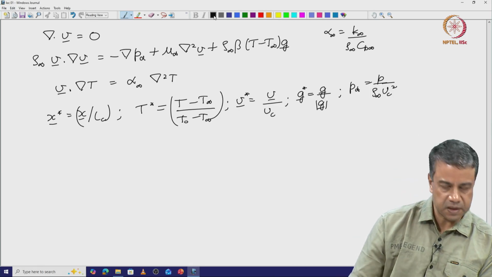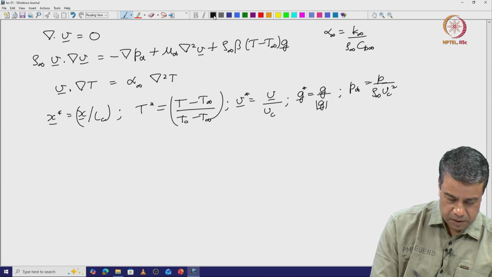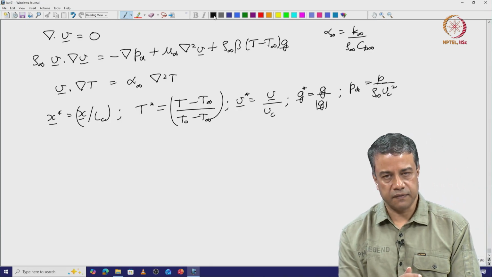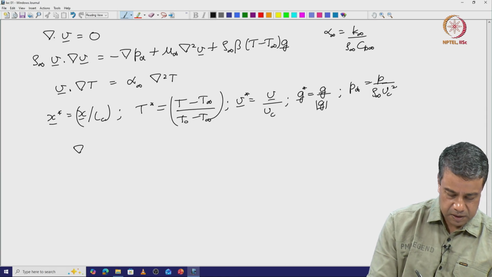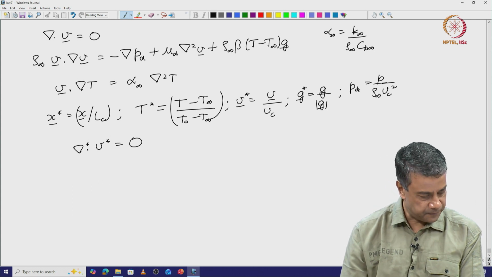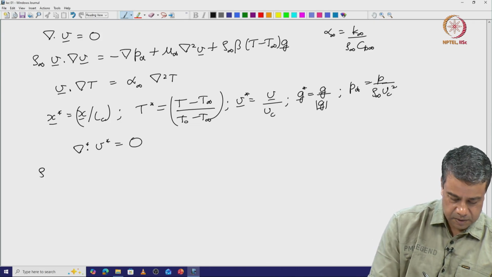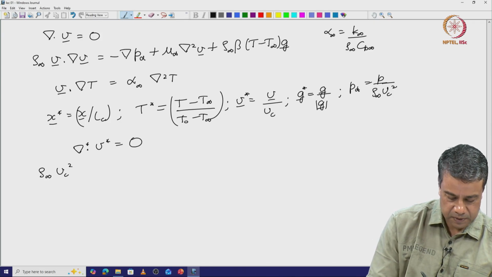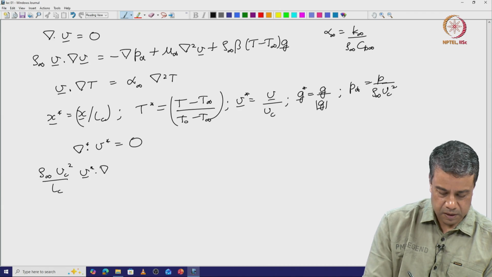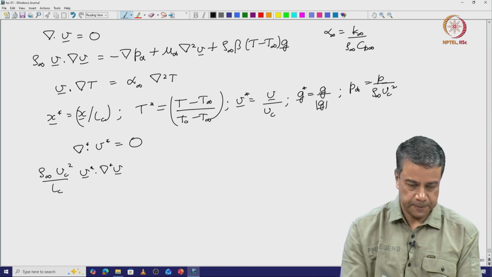First of all, the velocity equation. Del dot V equal to 0, you are scaling it by the length scale and the velocity scale. So, you just get divergence of the scaled velocity is equal to 0. That is for the velocity. Momentum equation. First term rho infinity times the velocity square by the length scale, V dot grad V, the gradient of the velocity vector.